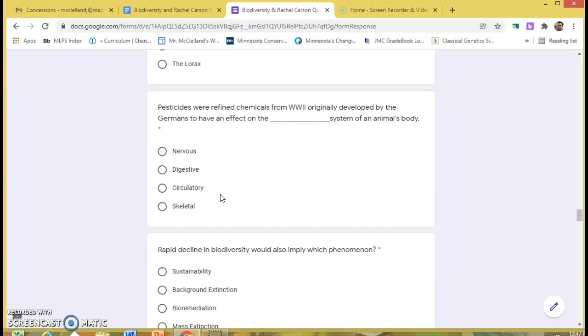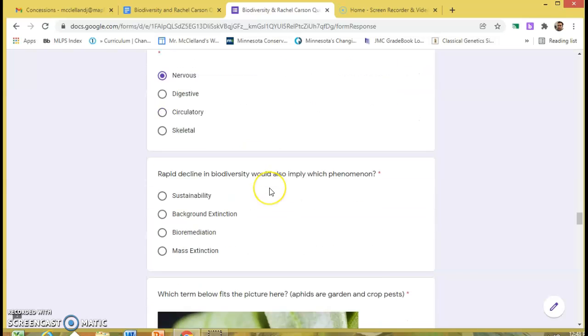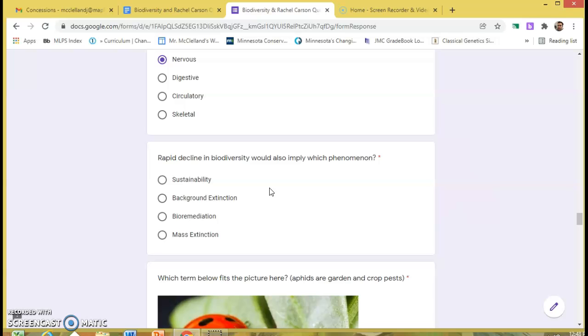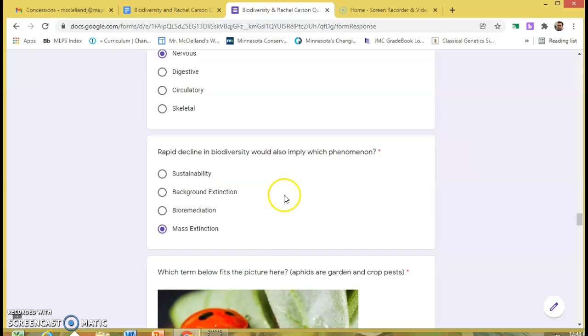Pesticides were refined chemicals from World War II, originally developed by the Germans to have an effect on the nervous system of an animal's body. So they were the nerve gases. Rapid decline in biodiversity would imply which phenomena? Well, a rapid decline in biodiversity would imply a mass extinction in the works.